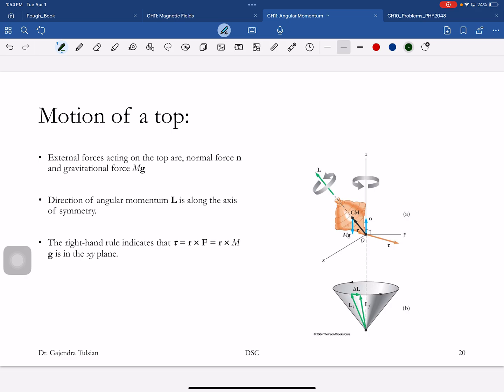I'll just briefly mention the demonstration. What will happen if I let go? Oh, it's going to fall.